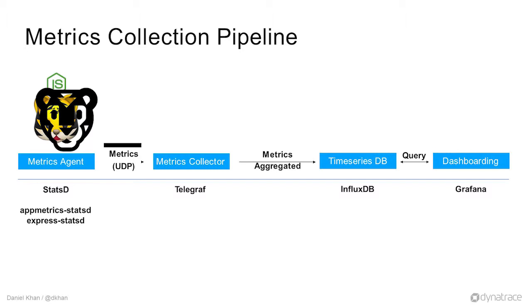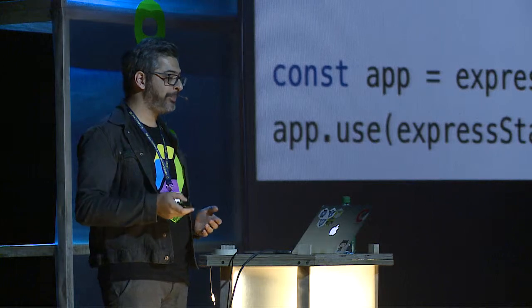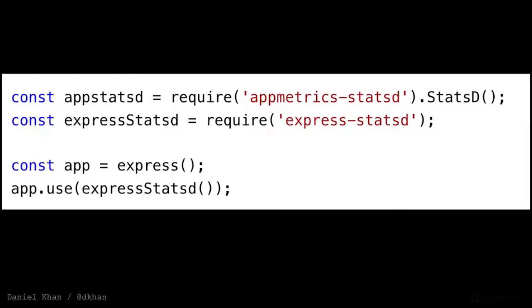Your Node.js process is already collecting data. To get this into your Express application, it's very simple: as soon as you start this AppMetrics statsd instance, it will start collecting metrics, because getting metrics out of Node.js, like process metrics, is pretty easy. And I also get this Express statsd middleware here, and I simply plug it into my Express application as middleware.